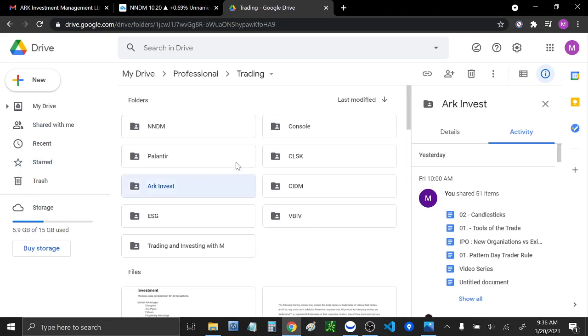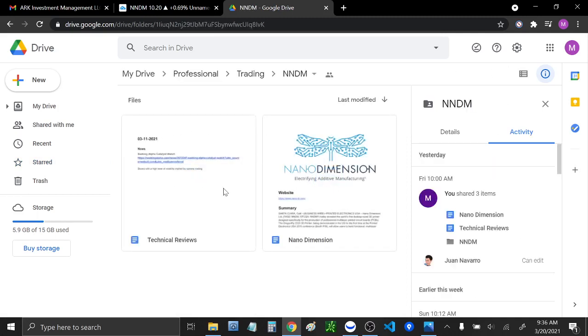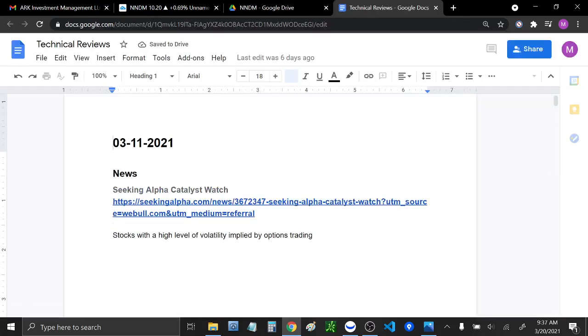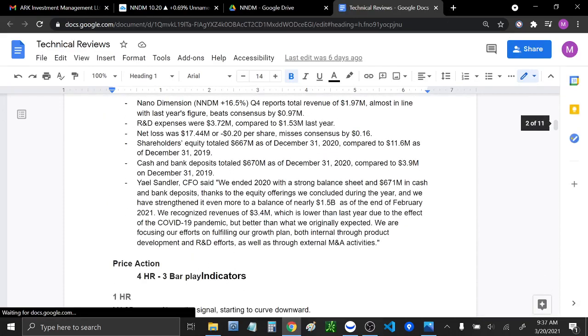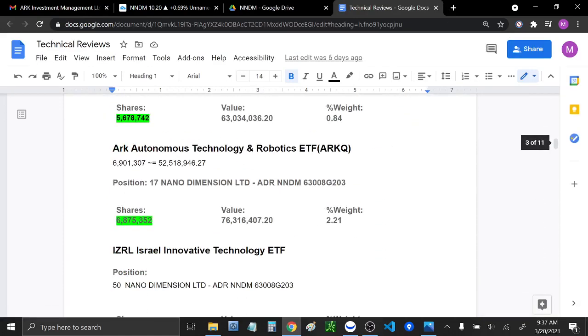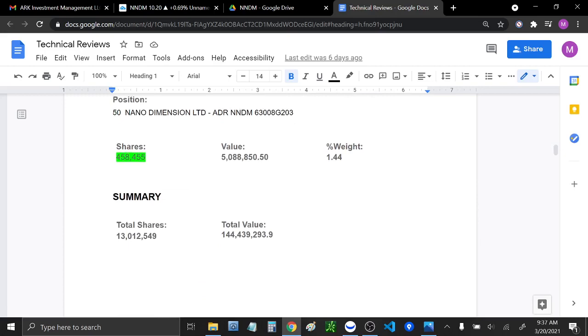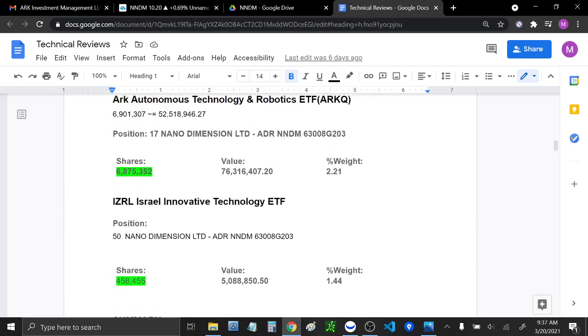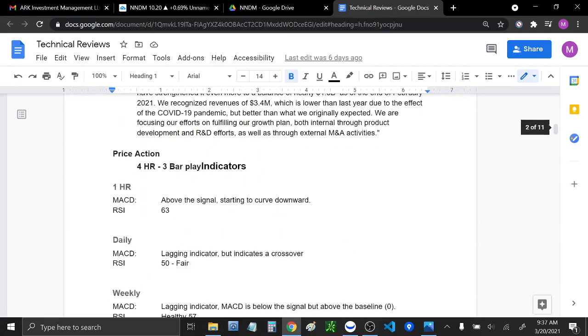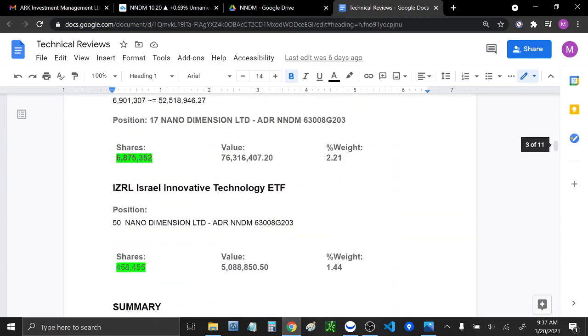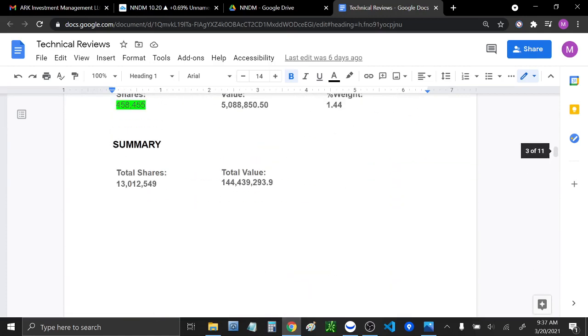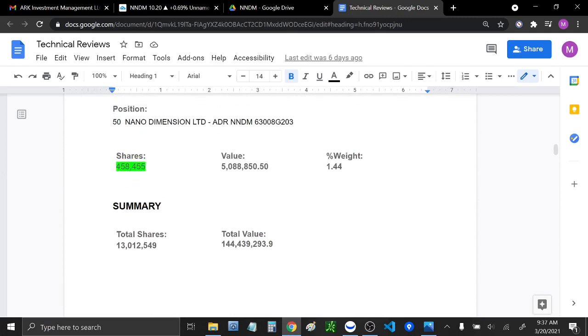So if we go into here, we should see that ARK Invest, so that's quite a bit. Last time we checked, this was on the 11th, which is about 9 days ago. They have a total of 13 million shares, roughly equivalent to 144 million in market value.